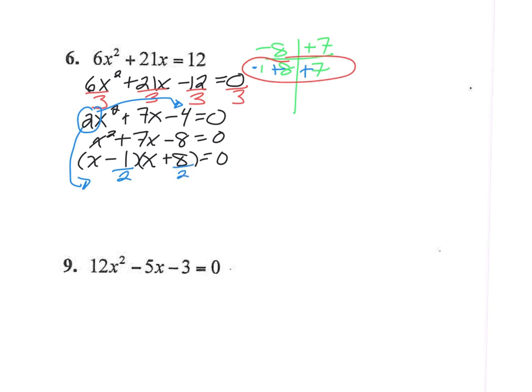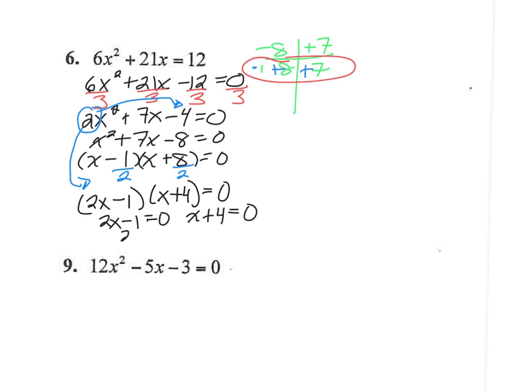Here, 2 does divide. So we get 2x minus 1 times x plus 4 equals 0. 2x minus 1 equals 0, and x plus 4 equals 0. And then 2x is equal to 1, and x is equal to 1/2. And x is equal to negative 4. So those are your two solutions. Hopefully you did that correctly.